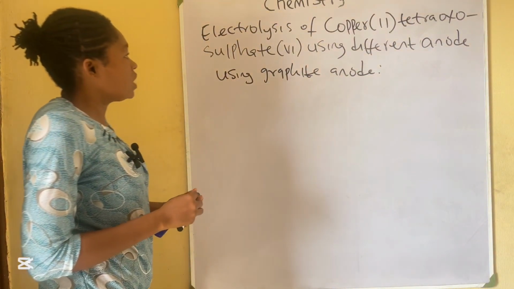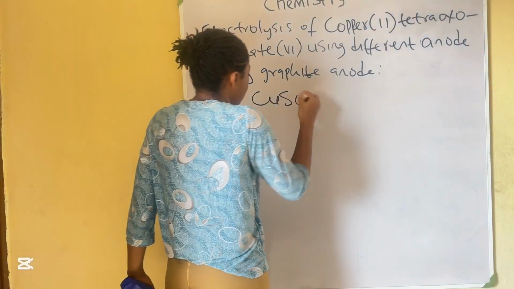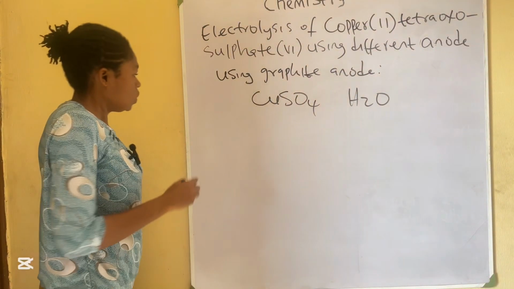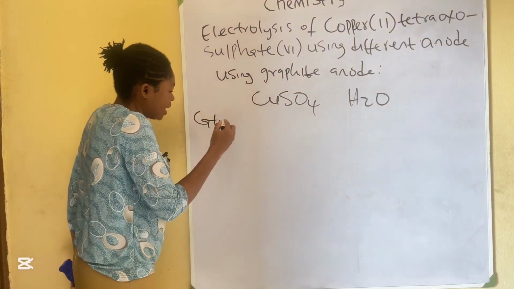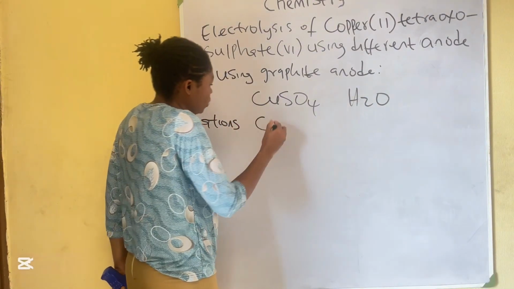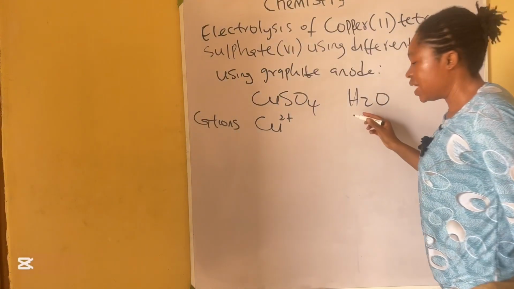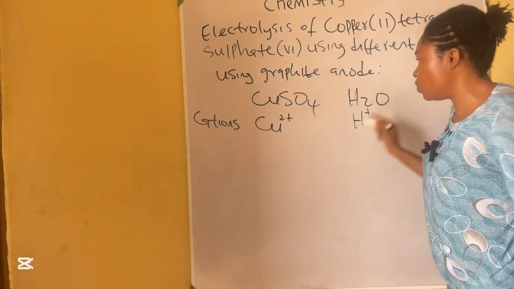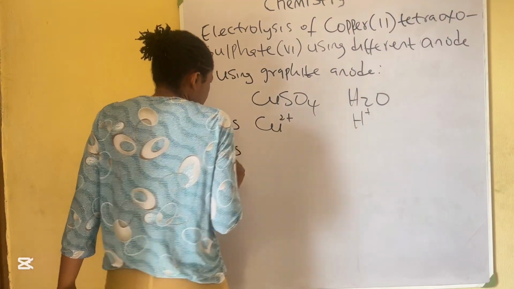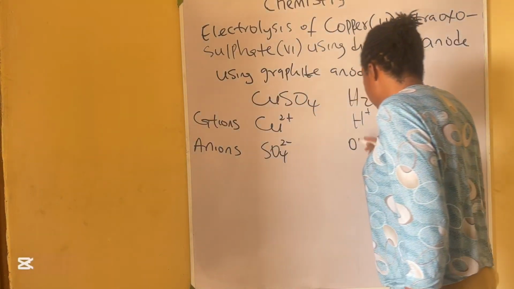So copper(II) tetraoxosulfate(VI) solution. Okay, so you have your SO4 and also have water. Let's look at the cations we have. The cation is copper(II) ion. For water, you have hydrogen ion, that's a cation. For the anions, SO4 2 minus and hydroxide ion.